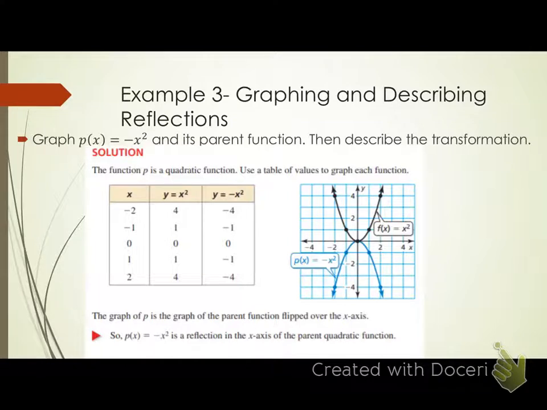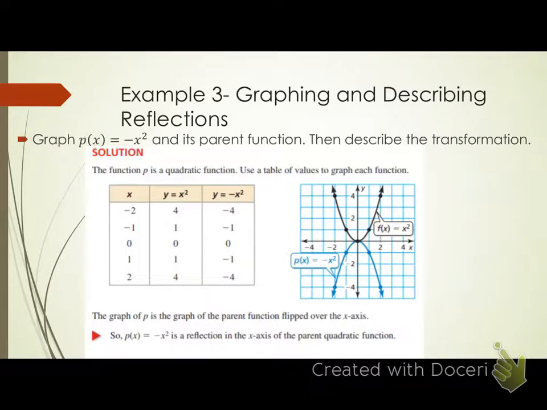Plugging 1 in, what's 1 squared? 1. With the negative in front of it becomes negative 1. 2 squared? 4. Negative in front of it becomes negative 4. So I get 2, negative 4. That'd be down here. Negative 1, negative 1. 0, 0. 1, negative 1. 2, negative 4. Does everyone understand how we graph this? You can just make a table of values, pick x values to plug in, get y values out of it. It gives you ordered pairs to graph, and then you connect them with a parabola for a quadratic.